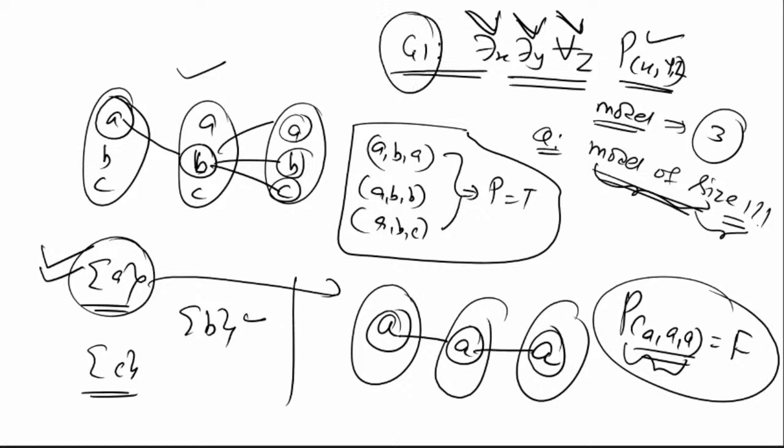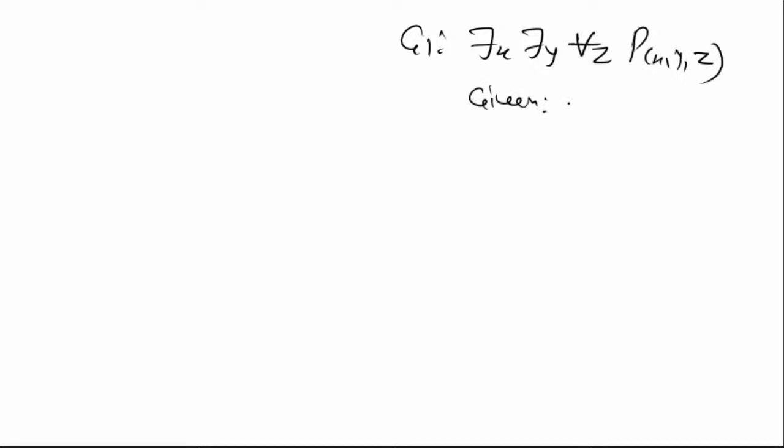Hence we can say for this G1, if there exists a model of size 3, then we can guarantee that there will exist a model of size 2, but we cannot guarantee that there will exist a model of size 1. Now let's check whether there exists a model of size 4 or not. So again, this G1: there exists x, there exists y, for all z, pxyz. The given information is that there exists a model of size 3. Let's assume this is a, b, c.